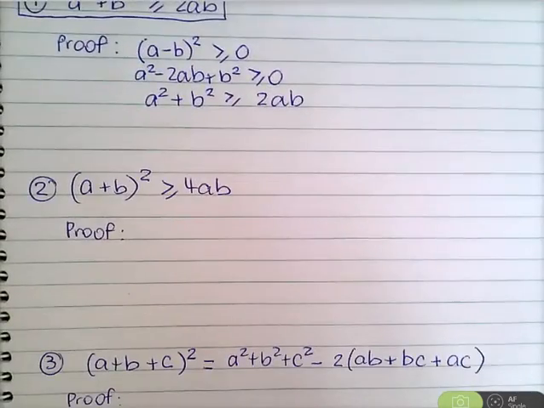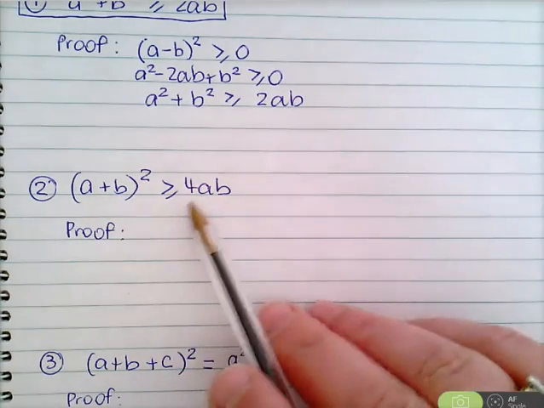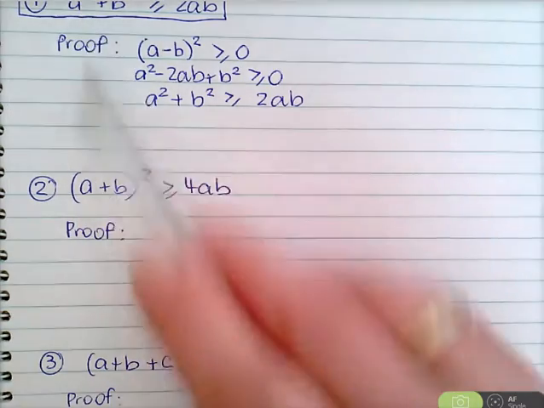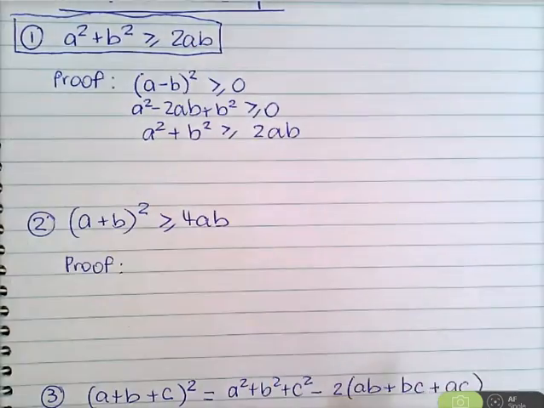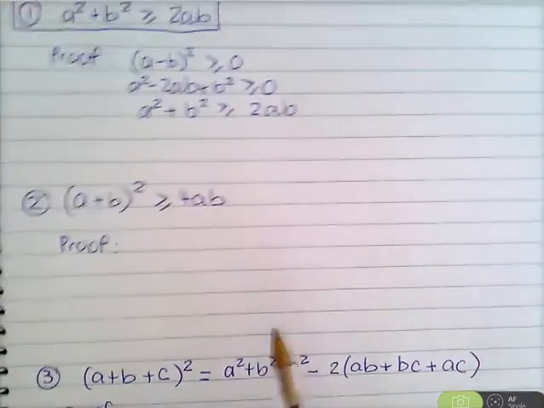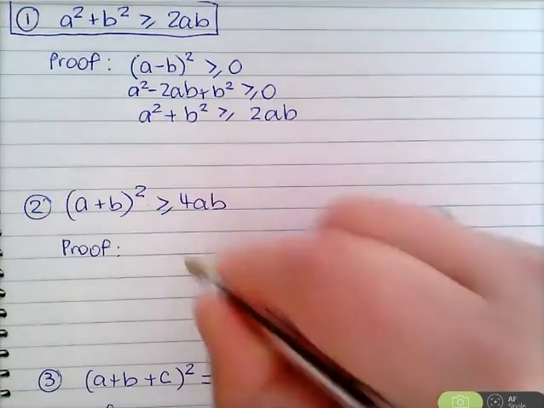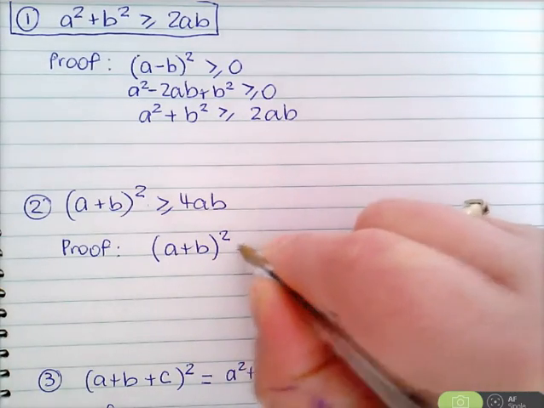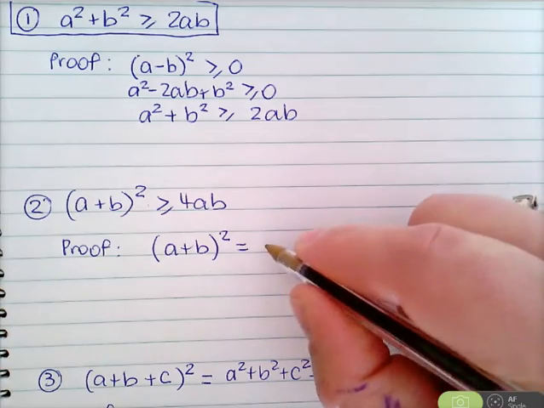Okay, let's take a look at the second relationship. The second one is that a plus b all squared is greater than or equal to 4 times ab. Just be careful here. Notice that a squared plus b squared are just individual terms there, and that's greater than or equal to 2ab, but in this one we've got a plus b all squared is greater than or equal to 4ab. To prove this one, we'll start with a plus b squared. Now that is equal to a squared plus 2ab plus b squared.